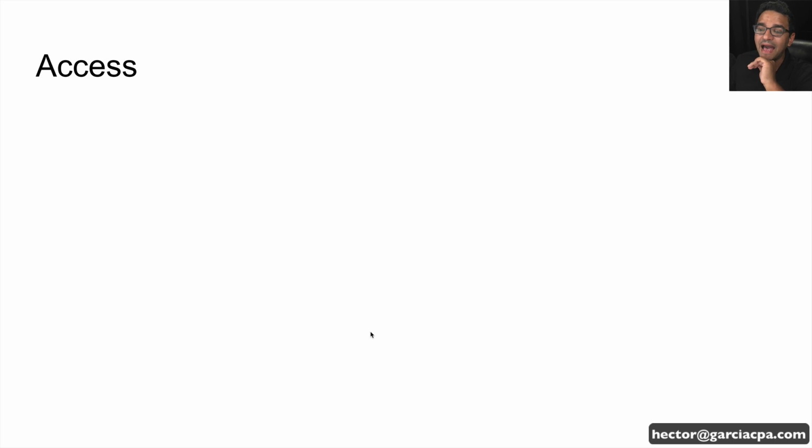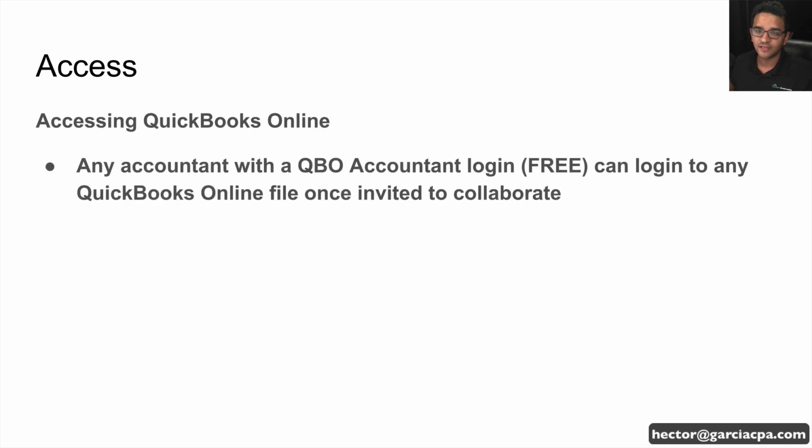All right, so let's talk about access, and this is probably the other really stark difference. So we talked about pricing and the differences between that. Let's talk about access. With QuickBooks Online, if you are an accountant and you are invited to collaborate on your client's file, a file that your client pays for, there's zero cost to you as an accountant to support that client. You don't need to install anything on your computer. You just log into the website and you're working live with your client.